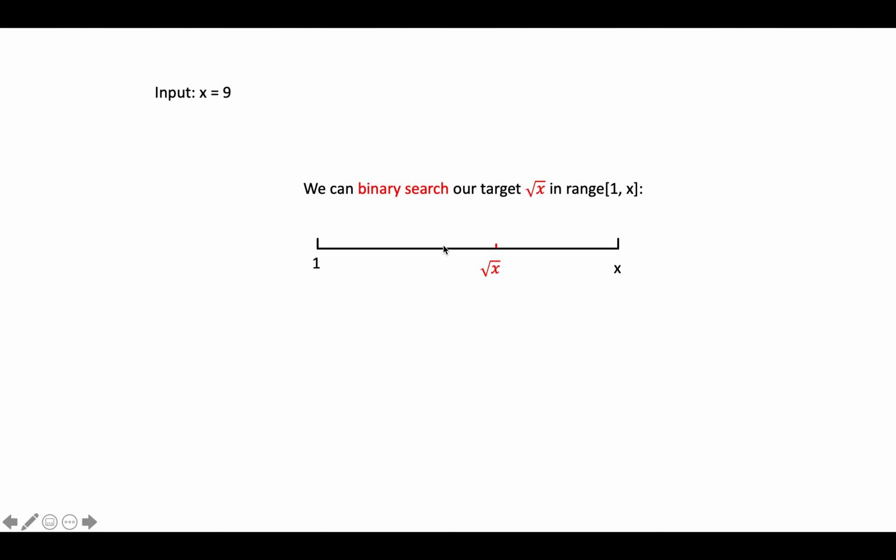We can see that the midpoint is less than the square root, so we know that the square root must be in this right part. So we can keep searching for our target in this right part, and so on and so forth. This is the idea of how to use binary search. And now let's see a detailed process.